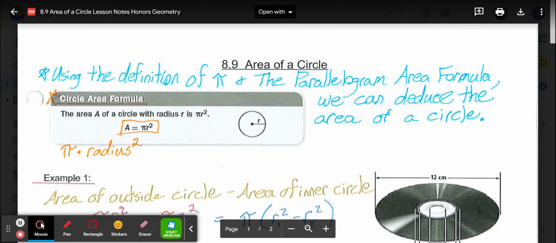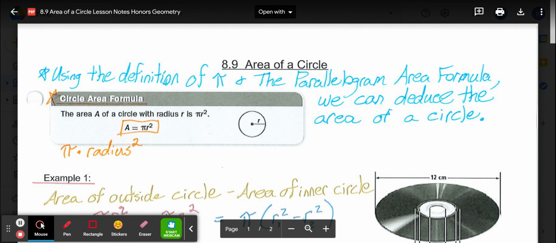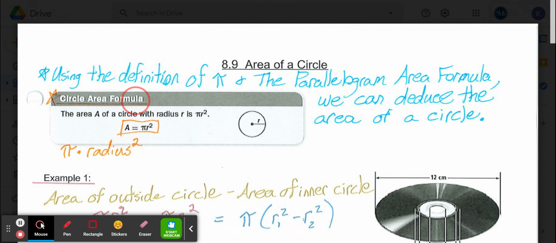And if you want to look in your book at the beginning of this lesson, they do have a few paragraphs and visuals explaining the proof that shows how we use the definition of pi and the parallelogram area formula to come up with the area of a circle. But the important thing for this lesson is right here, the circle area formula, which hopefully you already worked with in the past: the area of a circle with radius r is pi r squared.